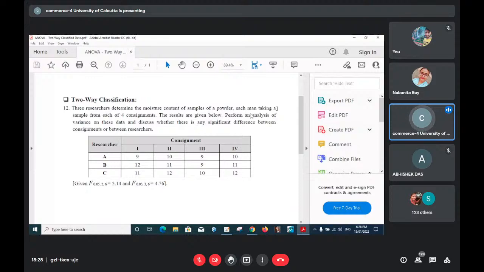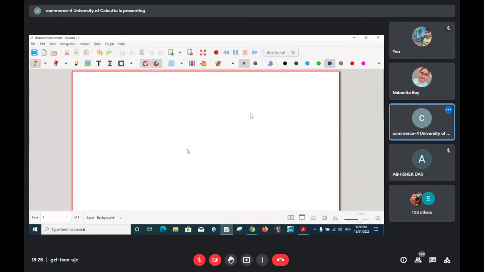So how to resolve this situation? I would resolve this situation by doing some analysis of variance, or ANOVA. And since there are two causes of variation, I would like to write ANOVA with two-way classified data. So give the heading: ANOVA with two-way classified data.